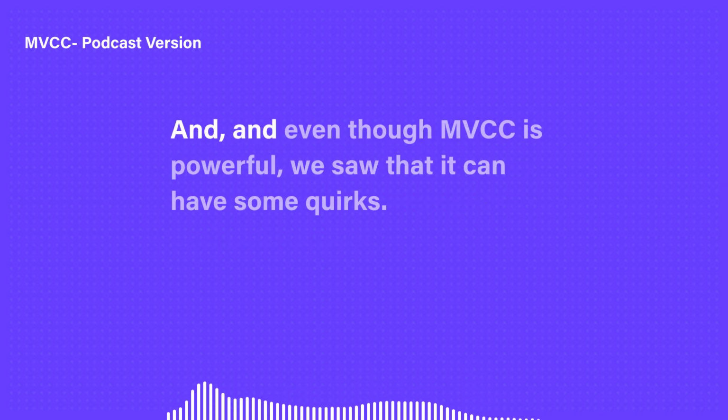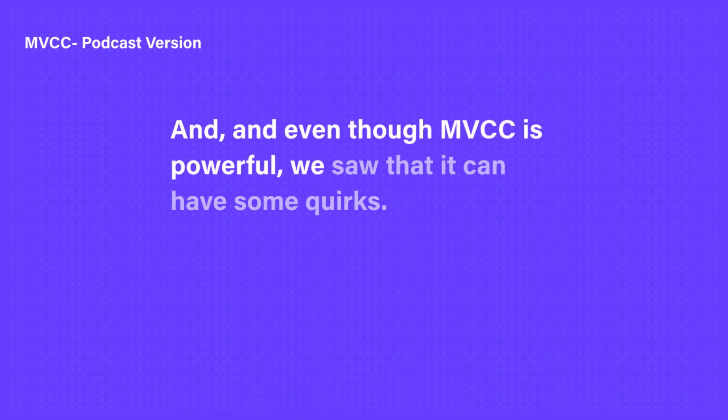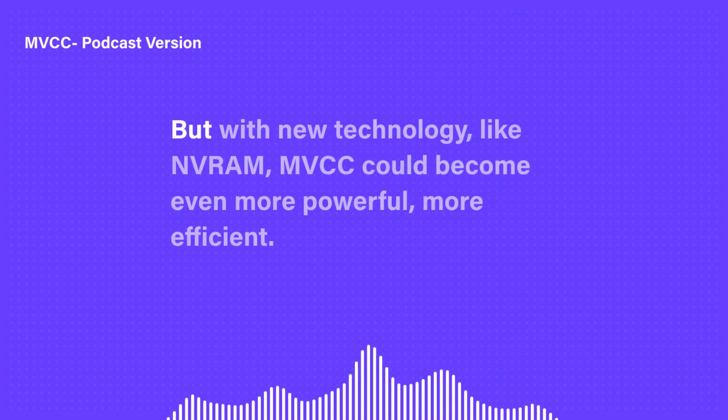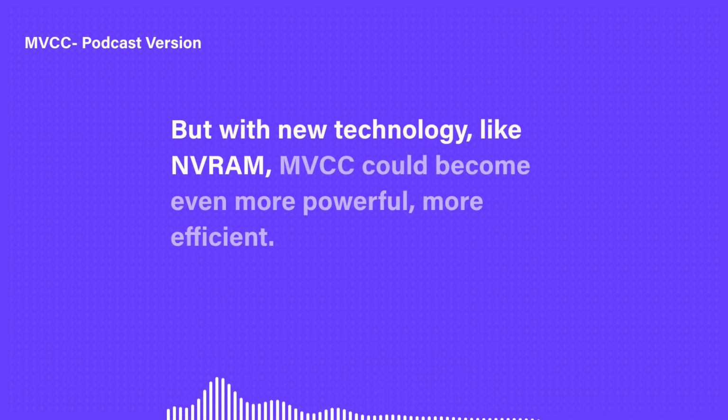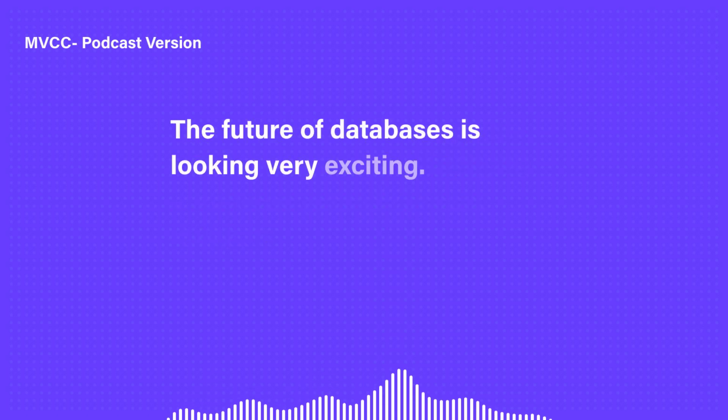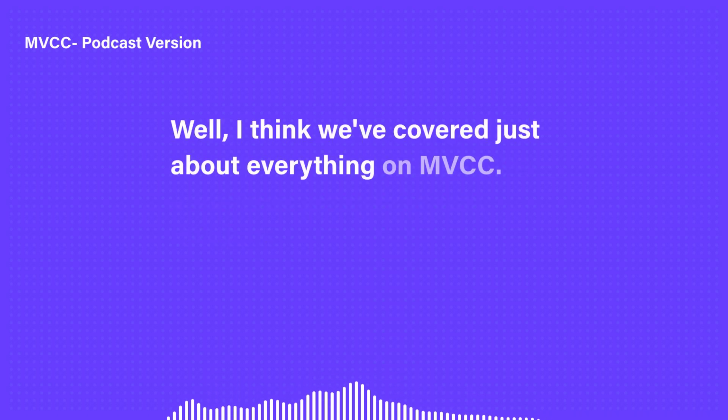Right. And even though MVCC is powerful, we saw that it can have some quirks, those anomalies like the write skew anomaly. It's not a perfect system. Right. But with new technology like NVRAM, MVCC could become even more powerful, more efficient. The future of databases is looking very exciting. I agree. Well, I think we've covered just about everything on MVCC.